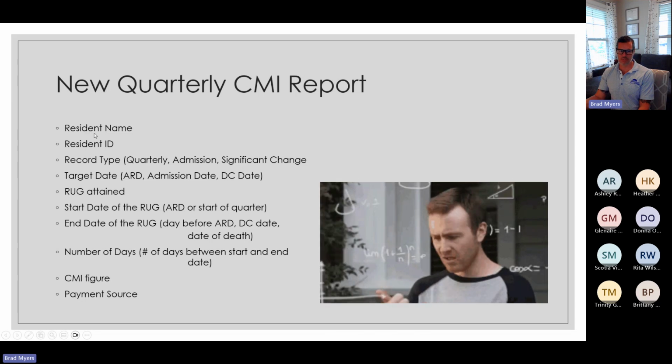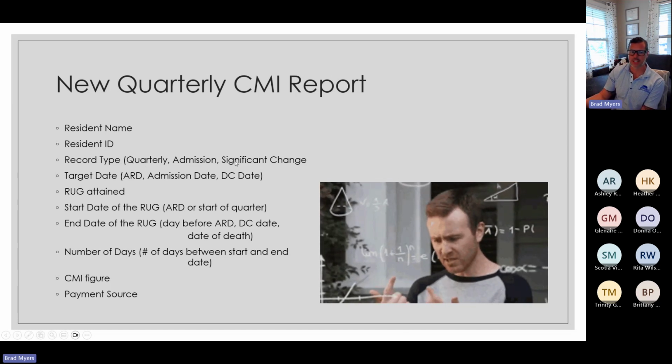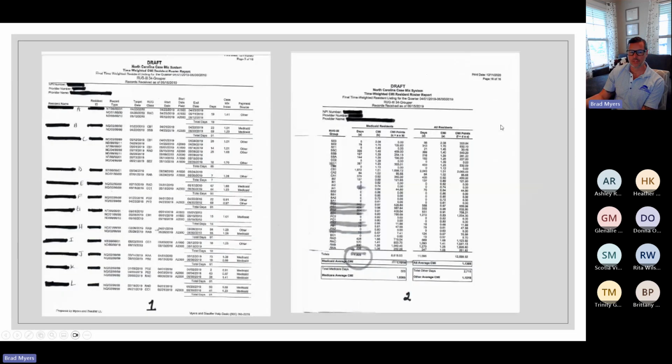It includes, obviously, the resident name, their ID, their record type. So was this a quarterly OBRA? Was it an admission, significant change, discharge, et cetera? What those ARDs were, what rug they attained off of that ARD, the start date of that rug, the end date of that rug, the number of days of that rug, the CMI figure, and then the payment source. So whenever you get that report, this is blacked out over here on the left column.